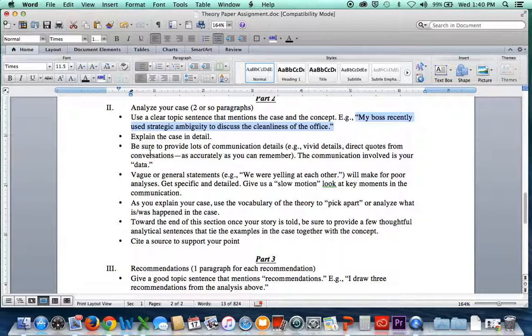Explain the case in detail, lots of communication details, vivid details, direct quotes from conversation as accurately as you can remember. I say, hey, 80 or 90% accurate, that's good. Obviously, you don't want to make stuff up because it's not going to sound authentic, but you want to try the best you can to recreate the conversation. This is considered your data. It's qualitative data, like bits of the conversation.